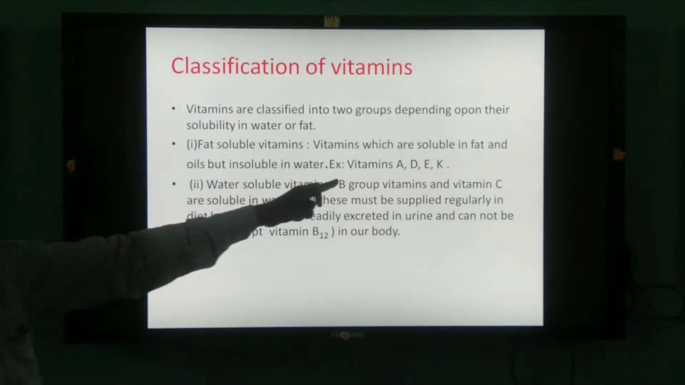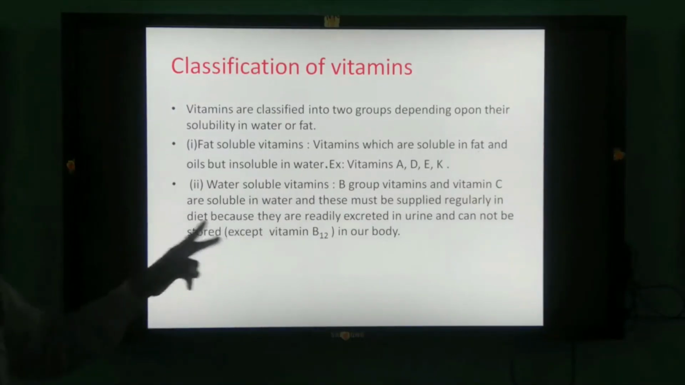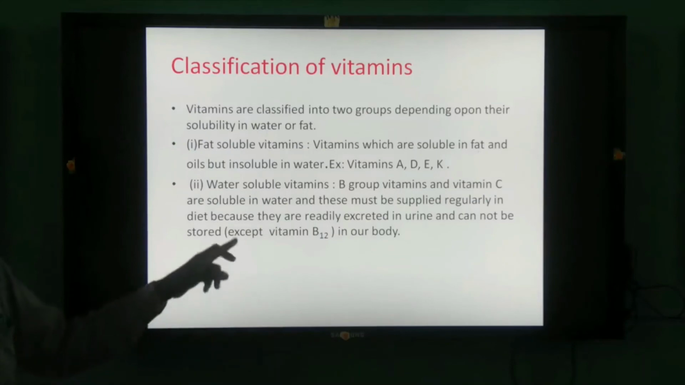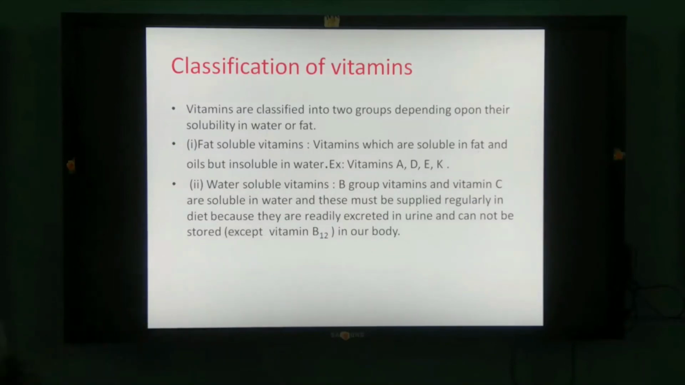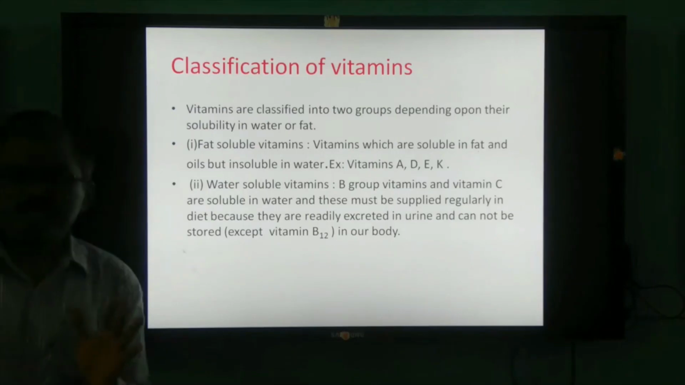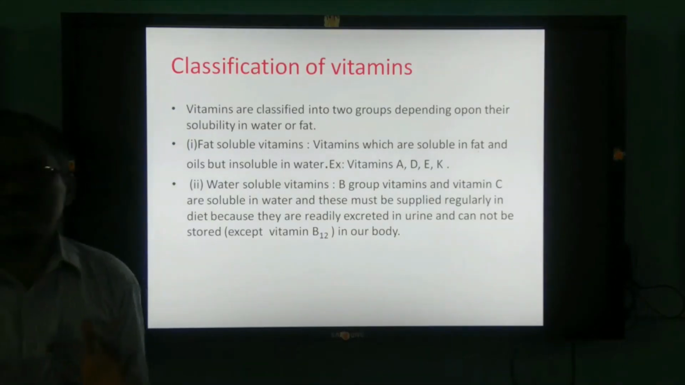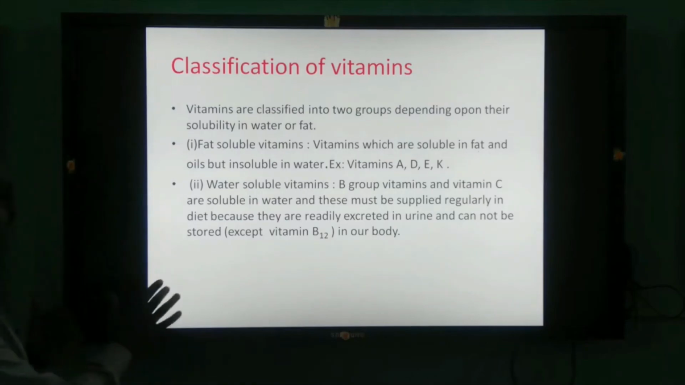This is a very important question. Water soluble vitamins, the B group vitamins and vitamin C, are soluble in water. These must be supplied regularly in the diet because they are readily excreted in urine and cannot be stored in our body. So this is the definition of vitamins and the classification as water soluble and fat soluble. The table is also there; you just have to go through it.